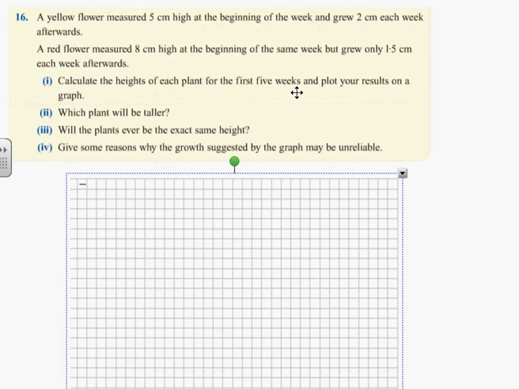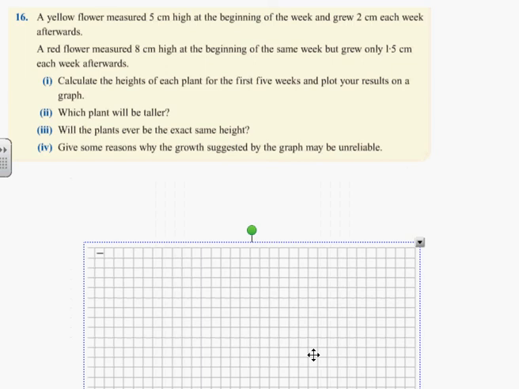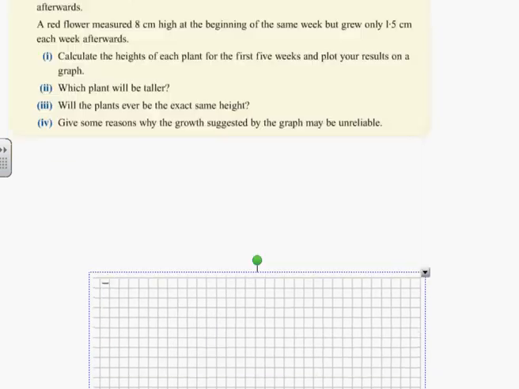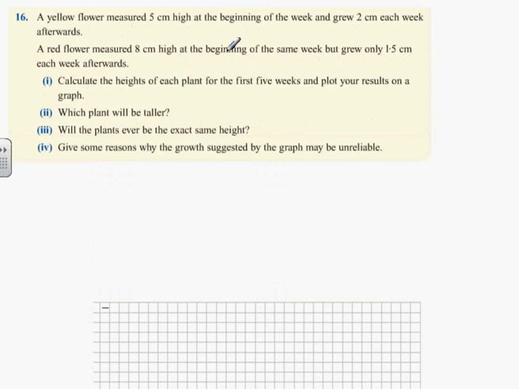Okay. They go, a yellow flower is 5 centimeters high in the beginning of the week and grew 2 centimeters each week afterwards. The red flower measured 8 centimeters high at the beginning of the same week, but only grew 1.5 after each week. Calculate the heights of each plant for the first 5 weeks and plot your results on a graph. Okay? So here's what they want you to do. We call this yellow flower and red. Yellow and red. T1, and then T2, T3, T4, T5.